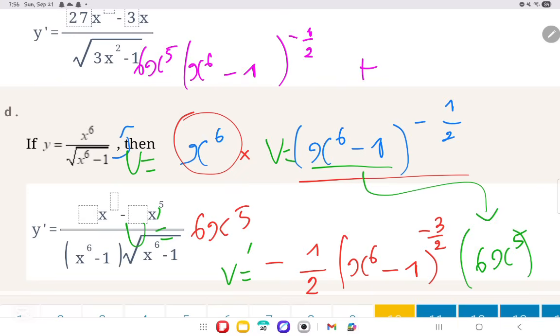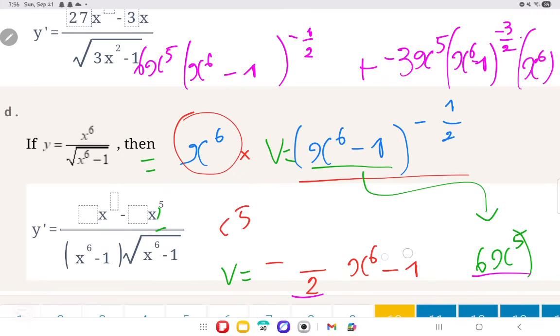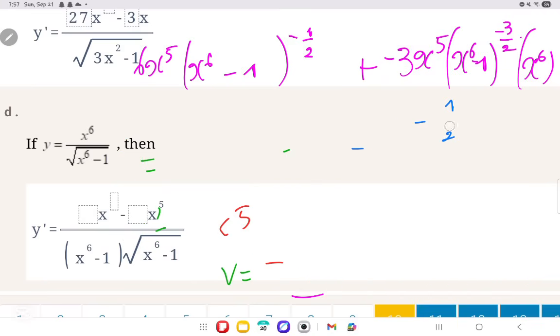So 6x5 times minus 1 over 2 is minus 3x5. So that's just to simplify it. Plus minus 3x5 times x to the power of 6 minus 1 to the power of minus 3 over 2, all of it multiplied by u, which is x to the power of 6. Now let me erase these so we can have some space. Perfect. So now that we have space, we can expand and simplify.